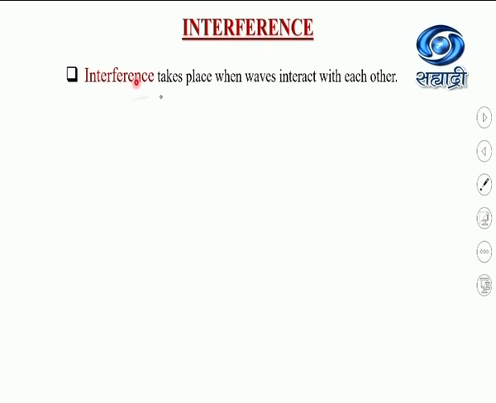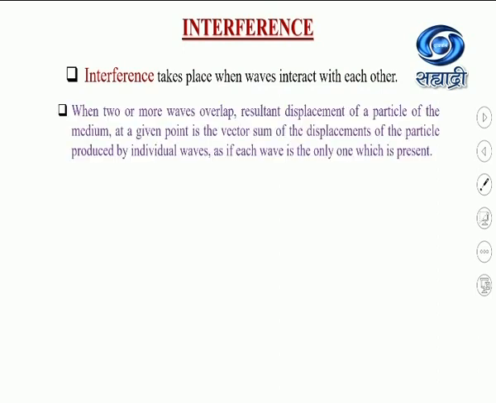But before going to interference of light, let us understand what is interference. And interference can take place in all types of waves. Interference takes place when the waves interact with each other. These interactions are governed by principle of superposition of waves.